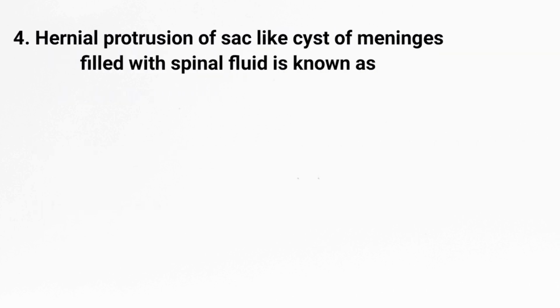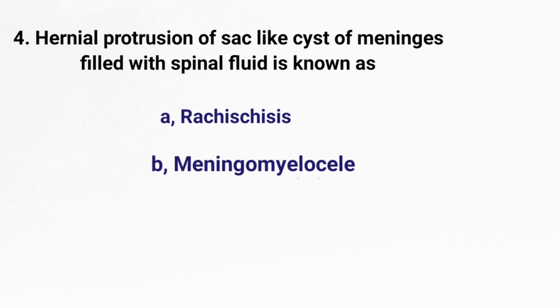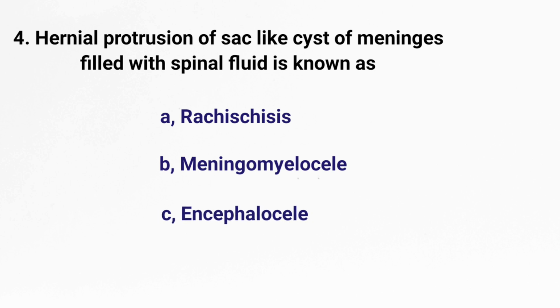Question number 4. Hernial protrusion of a sac-like cyst of meninges filled with spinal fluid is known as: Option A. Rachis. Option B. Meningomyelocele. Option C. Encephalocele. Option D. Meningocele.